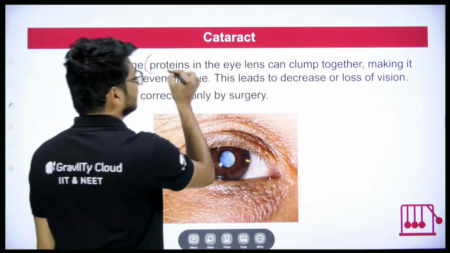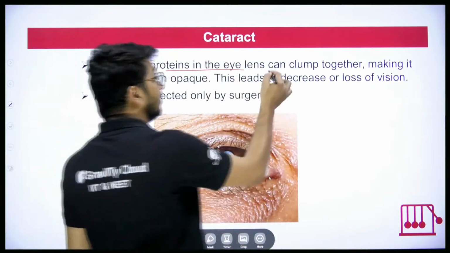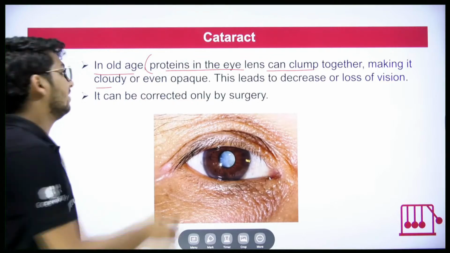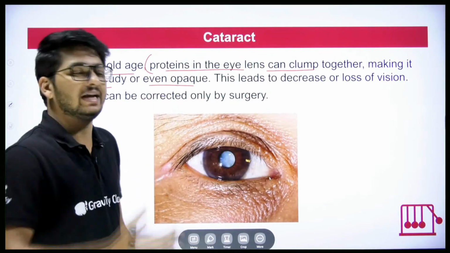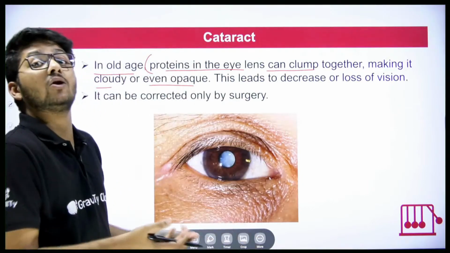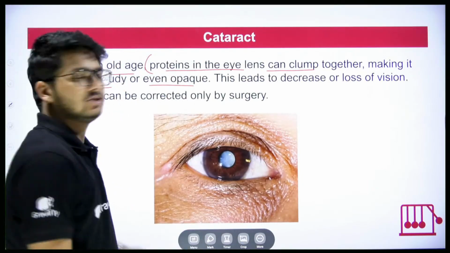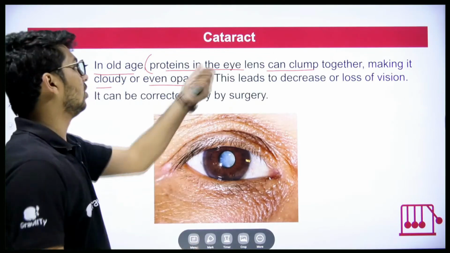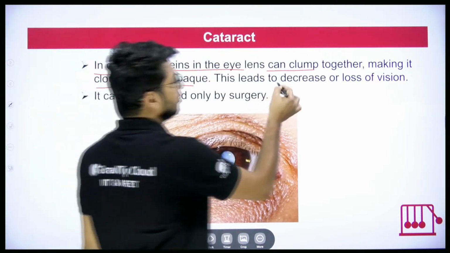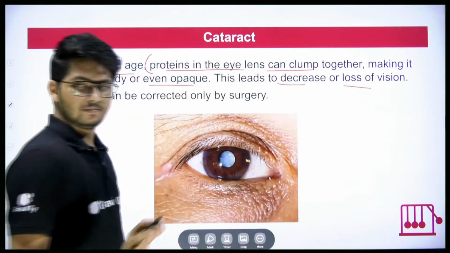Proteins in the eye lens can clump together, making it cloudy or even opaque. And what does opaque mean? It does not allow light to enter. And if light does not enter, you cannot see. Right, so there will be a layer formed because of what? Proteins in the eye. This leads to decrease or loss of vision.